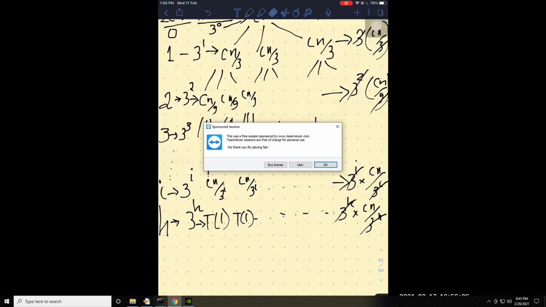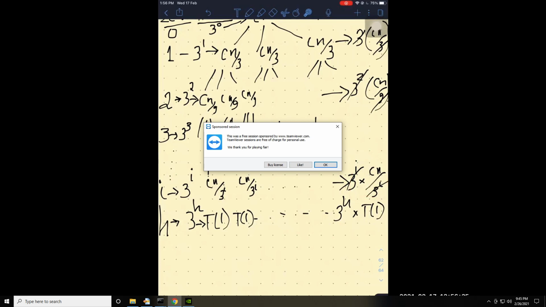Yeah, no, we cannot write that. This will be incorrect, as this term is T(1). So we will get 3 to the power h times T(1). So is it clear up to here how we are getting this much, 3 to the power i times C of n divided by 3 to the power i? Any question or confusions regarding that part?